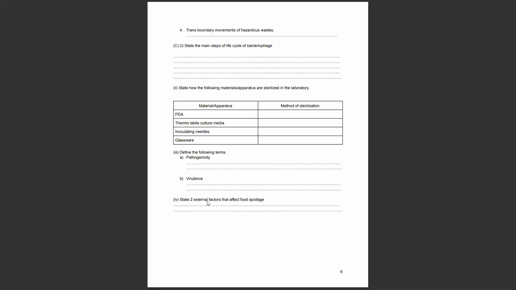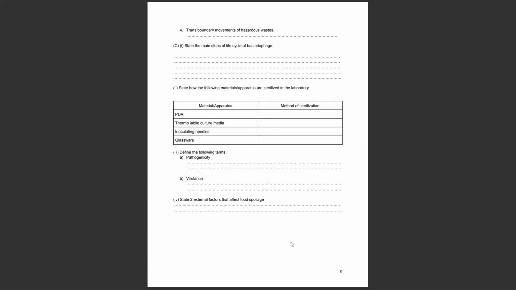1 mark. Part C. State the main steps of life cycle of bacteriophage. Attachment, penetration, biosynthesis, maturation and assembly, and release. 4 marks. Then they have given a table. We have to write down, state how the following materials and apparatus are sterilized in the laboratory. PDA, potato dextrose agar. We use this one to grow which one? Nutrient agar, potato dextrose agar. This is for the fungi.